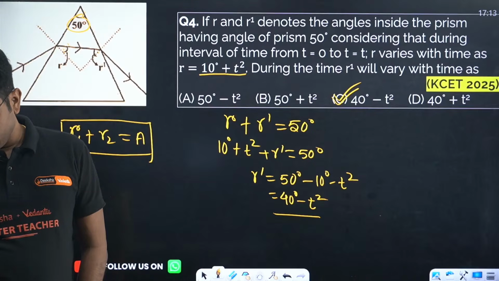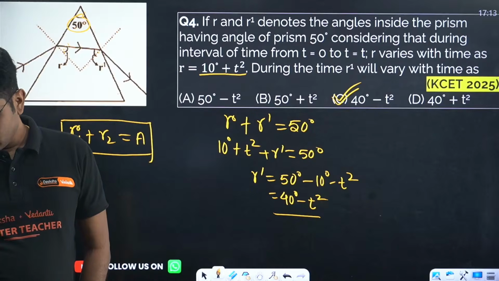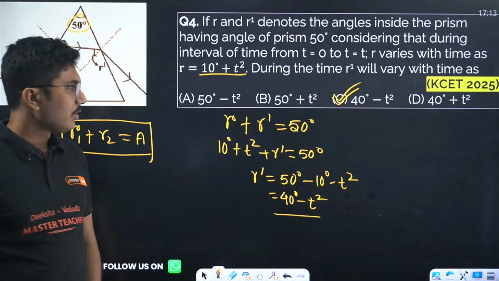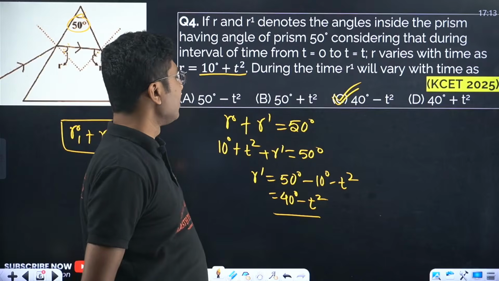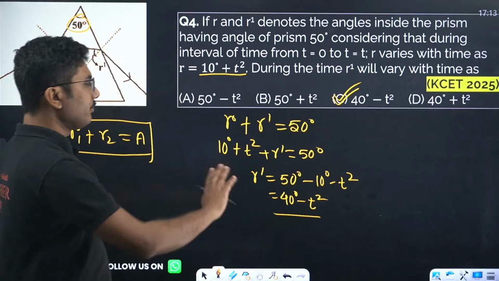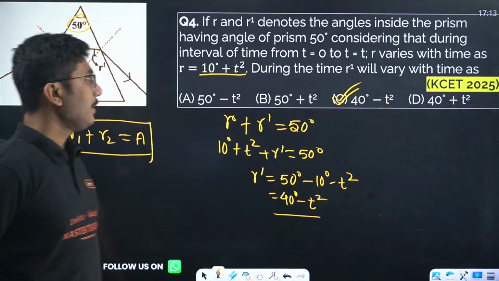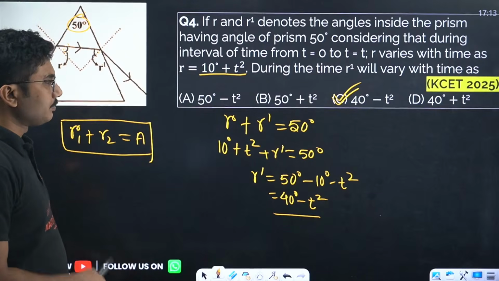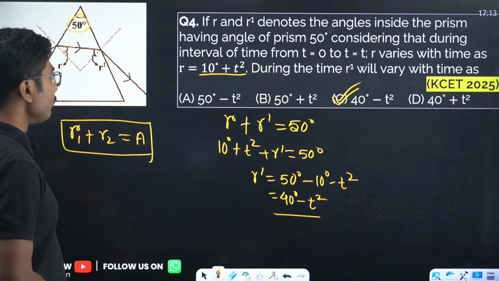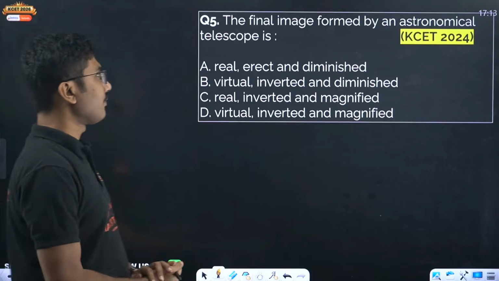Teju not A, not B, Sanjana not B, Shrikant not B, it will be C. The answer will be C, because you have to take it on the other side and it will be minus. Okay, clear? Now let's move on to question number 5.